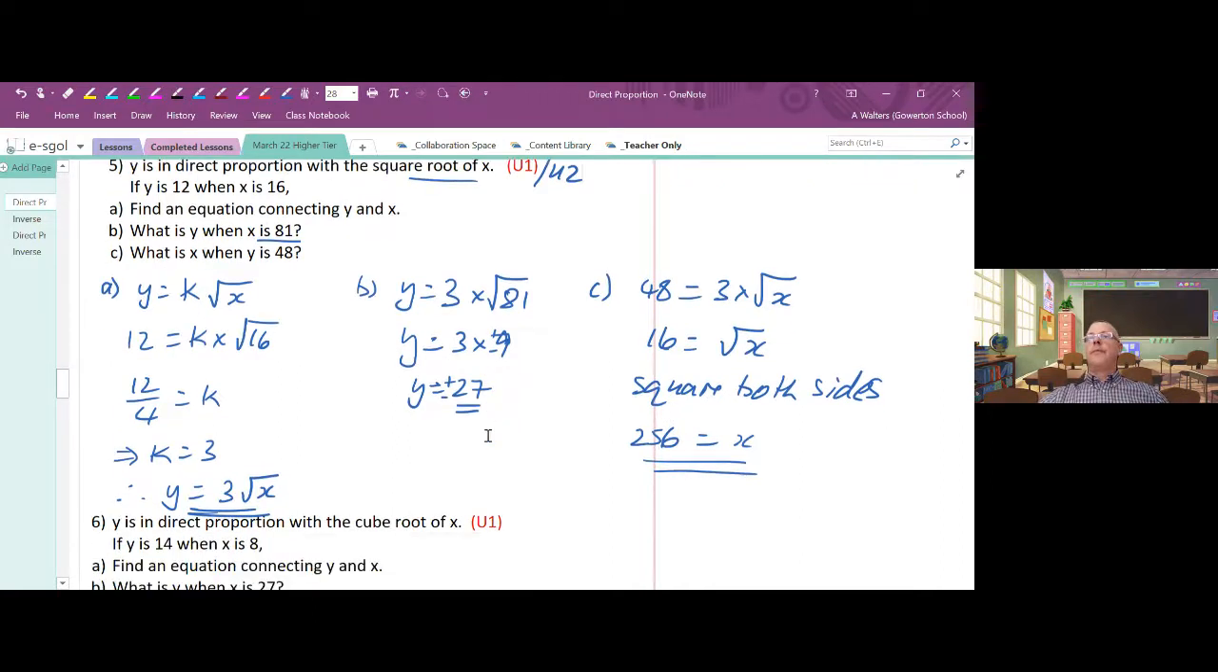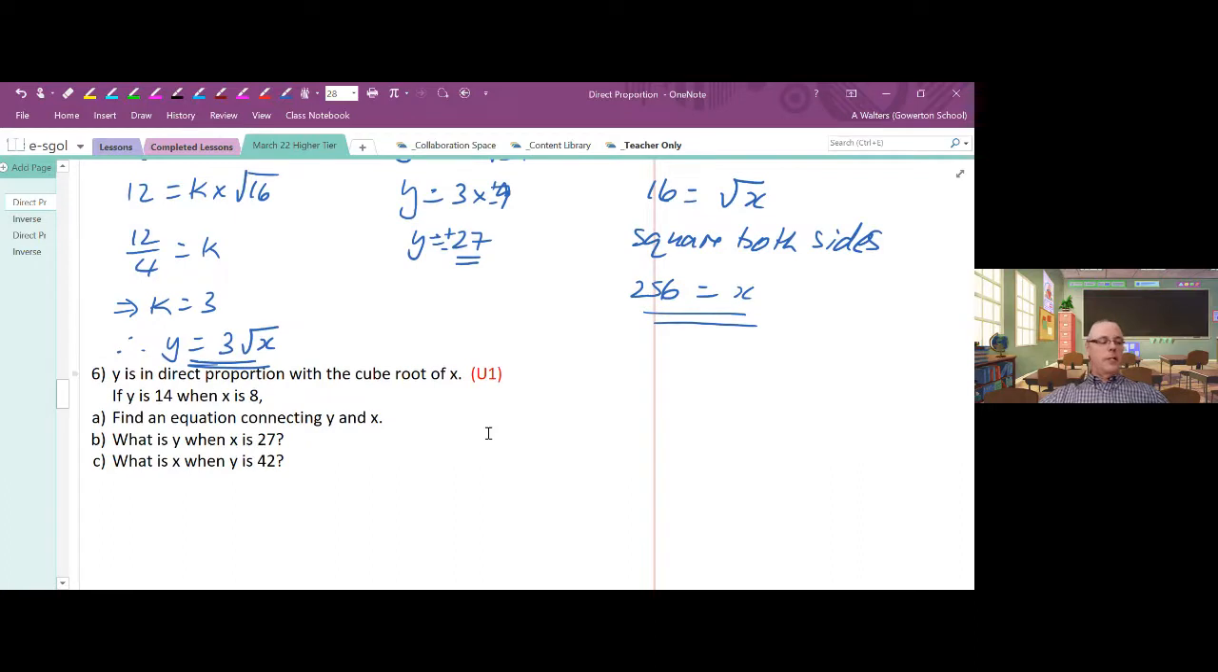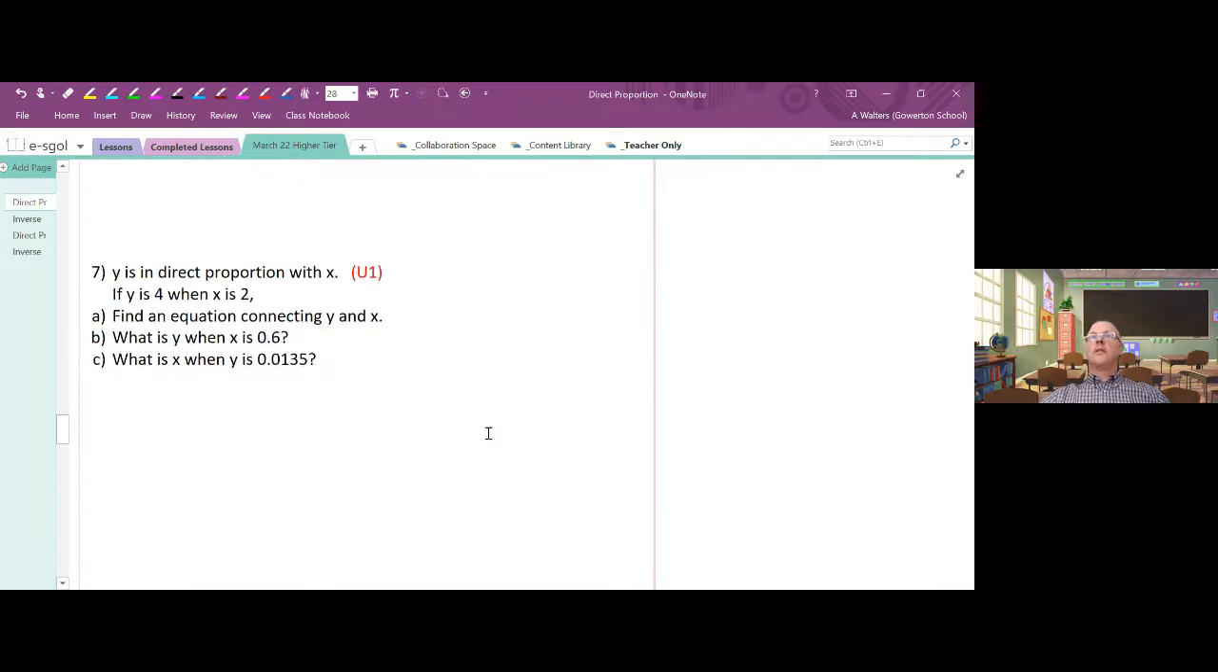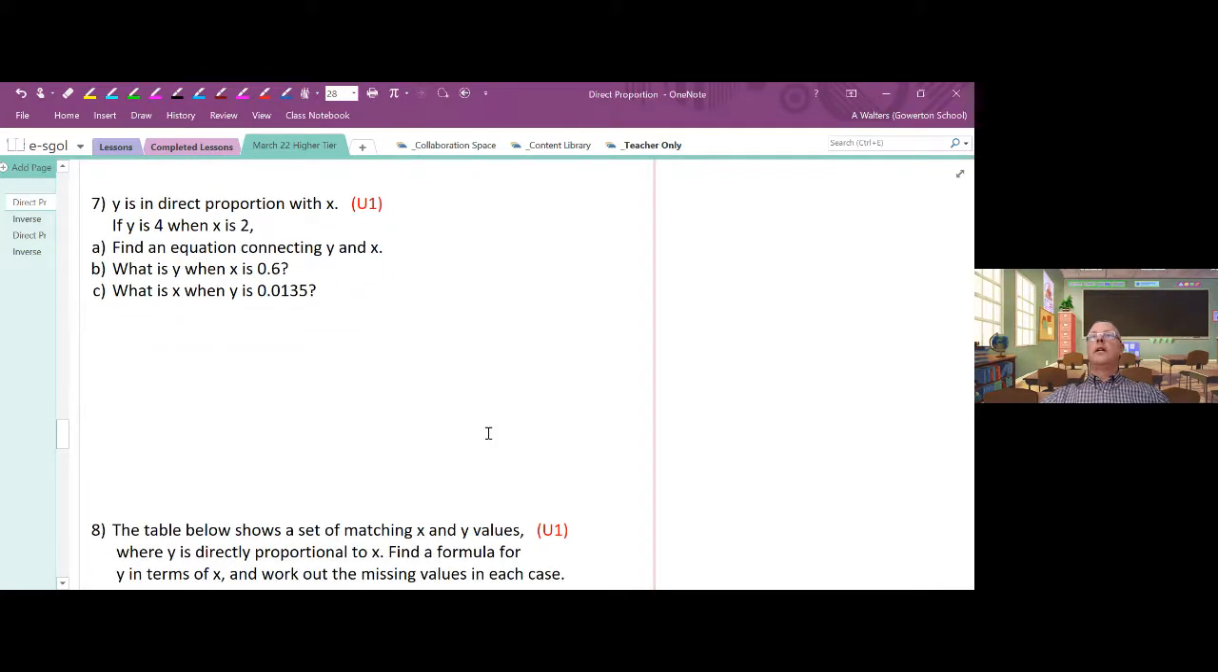Okay, I'm going to skip question 6. This one is again non-calculator. I'll do question 7.